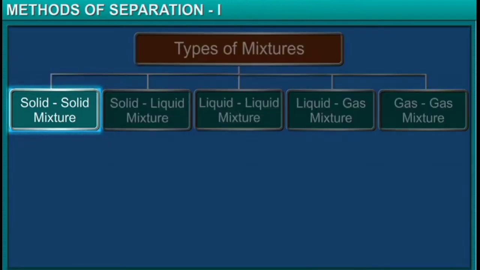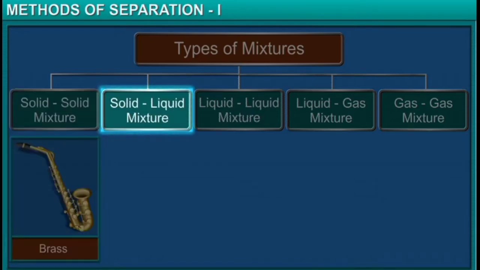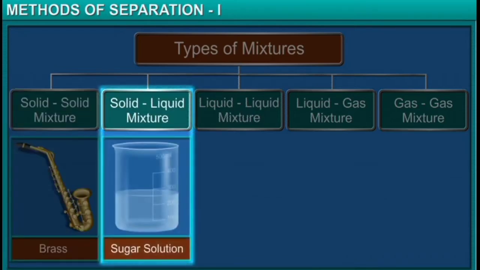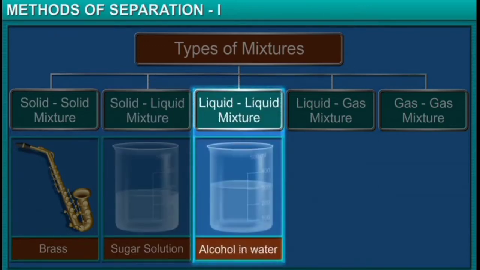Solid mixture. Metal alloys are actually solutions of solids in solids. For example, brass is a solution of zinc in copper. Solid, liquid mixture. A sugar or salt solution is an example of a solution of solid in a liquid. Liquid mixture. Alcohol in water is a liquid in liquid mixture.